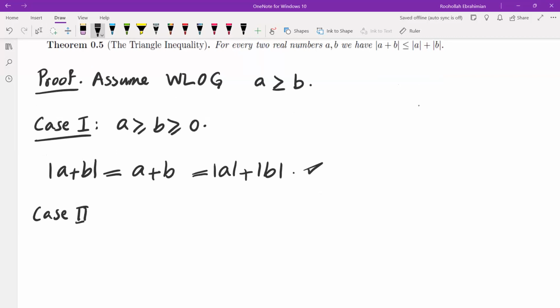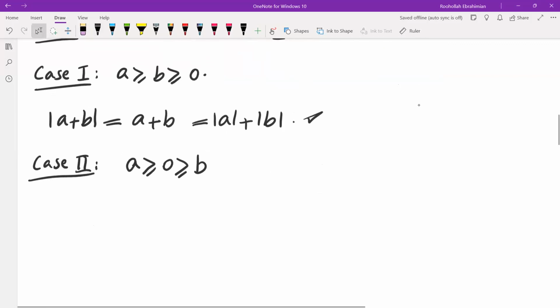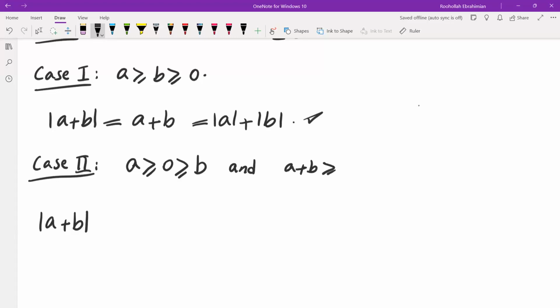The second case is if 0 is between a and b. So a is greater than or equal to 0, greater than or equal to b. If that is the case, then I would not know what the absolute value of a plus b is. So I need to also know whether a plus b is positive or a plus b is negative. So I'm going to take a sub case here. Basically, I'm going to assume that a plus b is also positive. If that were the case, then this would be a plus b.